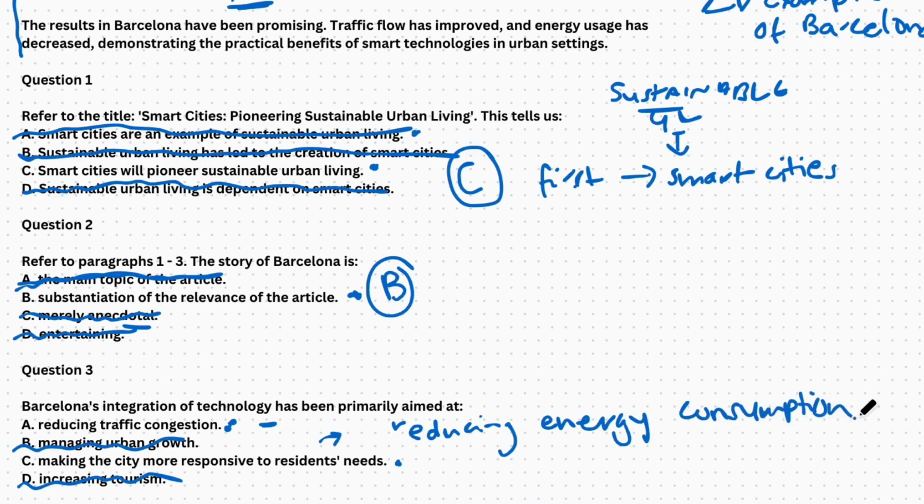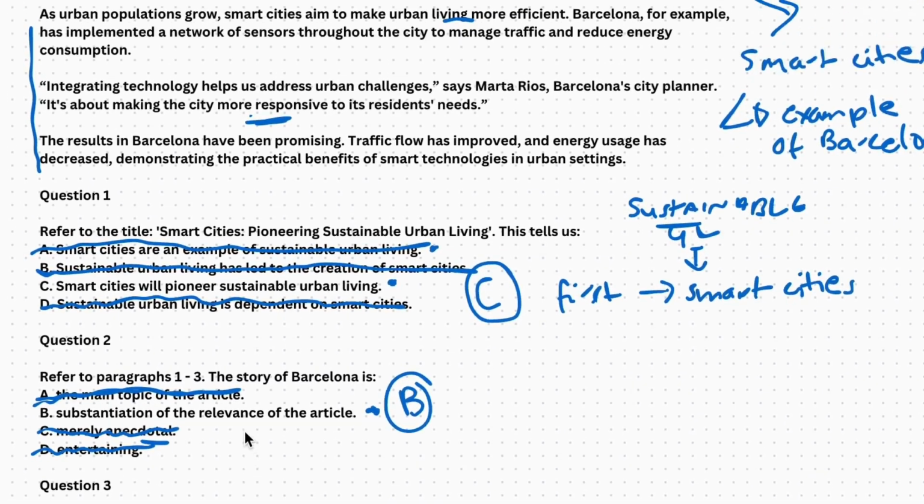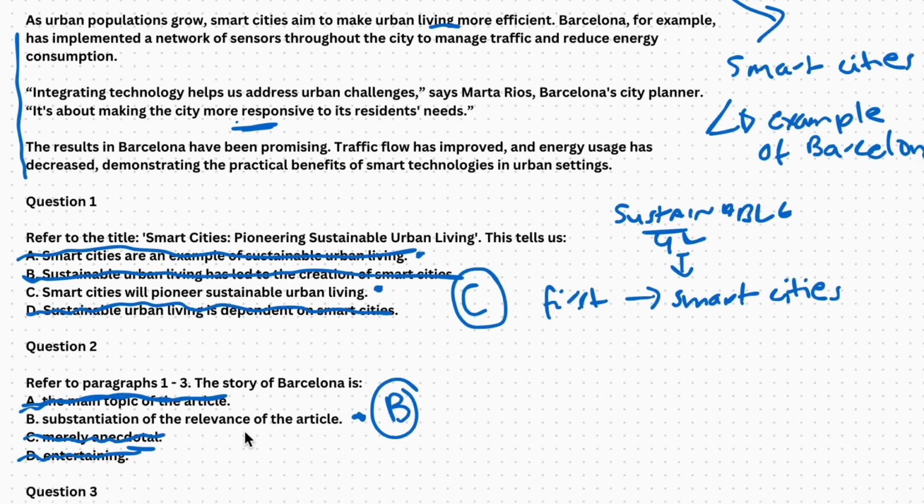And like all these questions, we're going to pick the most correct answer. So whilst A, reducing traffic congestion, is correct, it doesn't talk about reducing energy consumption. So I would go with C, because this encapsulates both, making the city more responsive to residents' needs, and is what the city planner has talked about.